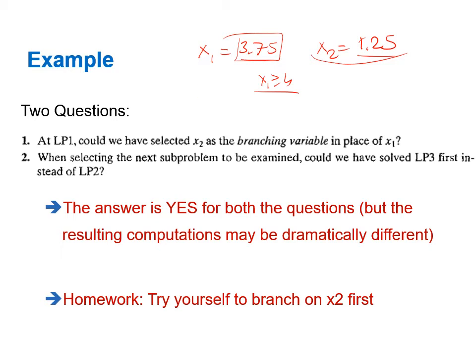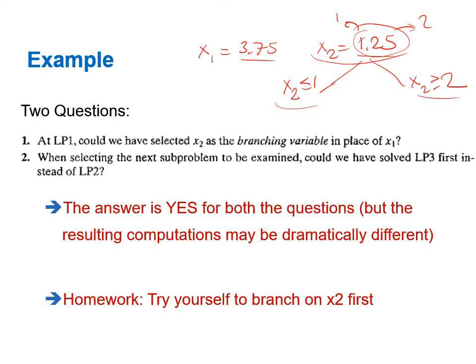No, of course not. You could do the same thing. You could solve the same problem by branching on x2. And in this case, the constraints that you need to add to the model are x2 less than or equal to 1 and x2 greater than or equal to 2. So this is 1.25, the smallest integer and larger integer than this one. So you need to include these two constraints and solve it.